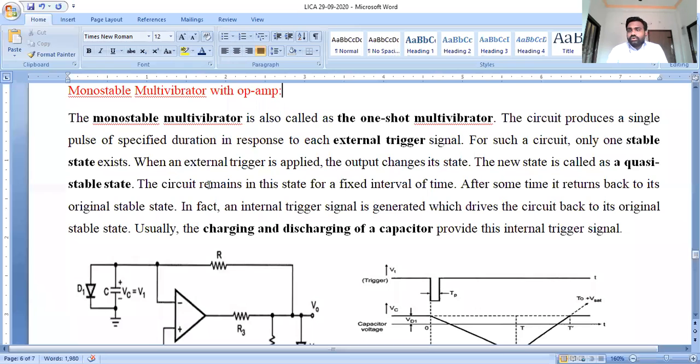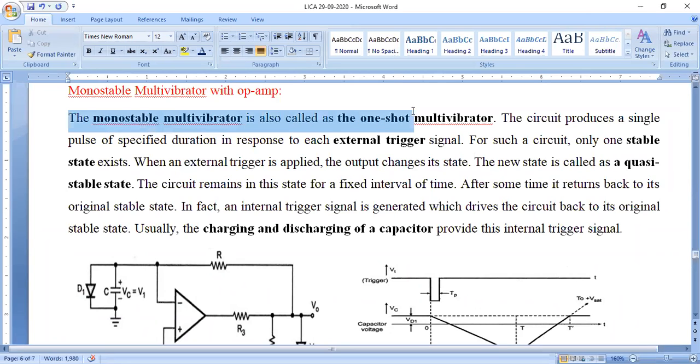How that is going to happen, we will analyze in this concept. The monostable multivibrator is an application of the operational amplifier. It is also called a single shot multivibrator or one shot multivibrator. What is meant by a single shot or one shot multivibrator? This multivibrator is triggered depending upon the external trigger circuit applied.